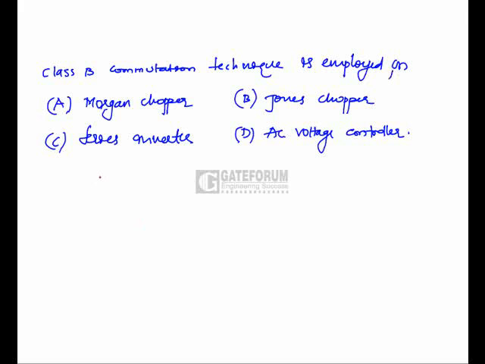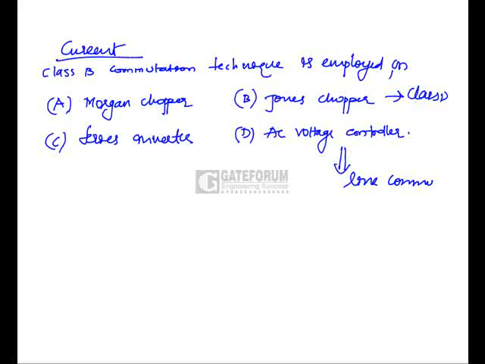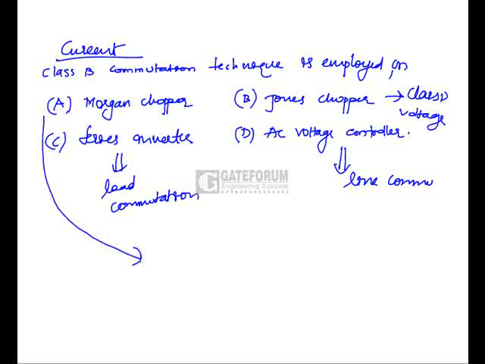Commutation technique is employed in. Now, if you see here, AC voltage controller has line commutation. Class B commutation is nothing but current commutation. And Jones chopper is class D commutation, it is called the voltage commutation technique. If you see series inverter, this is of load commutation technique. So Morgan chopper uses current commutation, or you can say class B commutation technique. So option A is the correct answer.